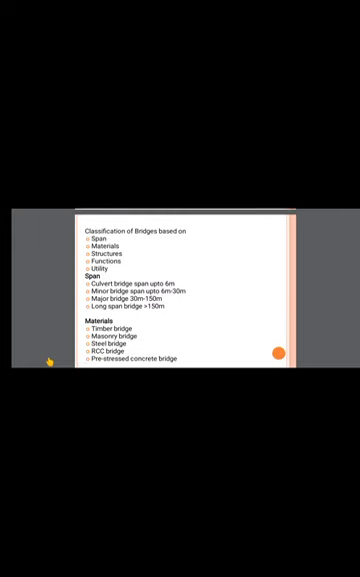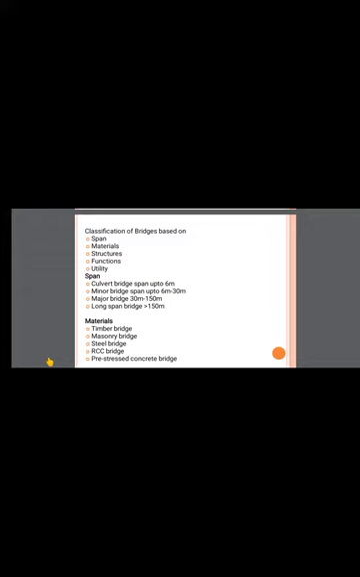And one more classification is classification of bridge based on the span, based on the materials, based on structure, based on the function and utility. Based on the span, it is a culvert if the span is up to 6 meter. If your span is between 6 meter to 30 meter, you can call it a minor bridge. If your span is 30 meter to 150 meter, you can call it a major bridge. If your span is more than 150 meter, you can call it a long span bridge.